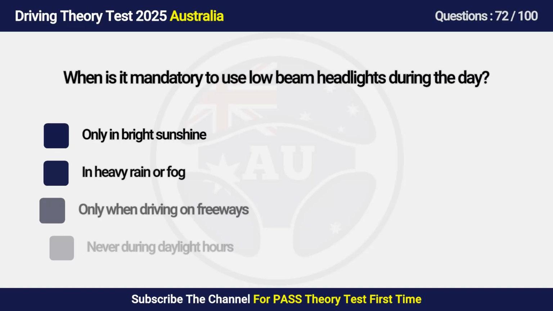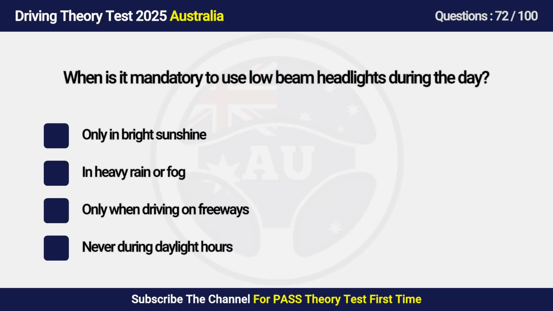Question 72. When is it mandatory to use low-beam headlights during the day? A. Only in bright sunshine. B. In heavy rain or fog. C. Only when driving on freeways. D. Never during daylight hours.